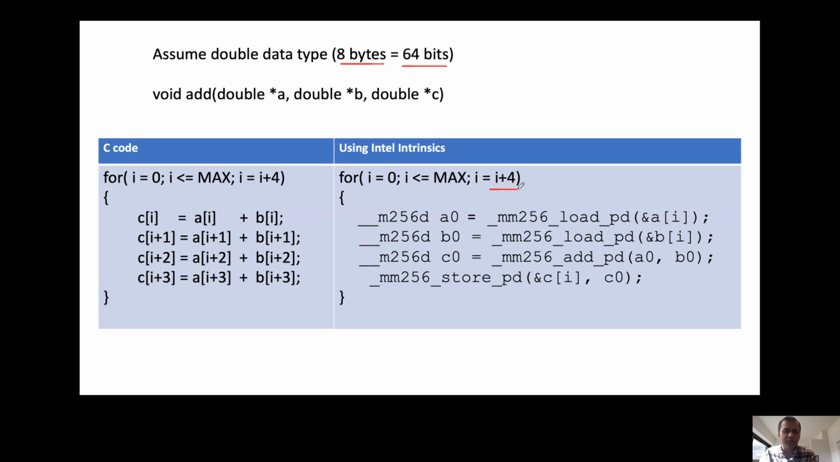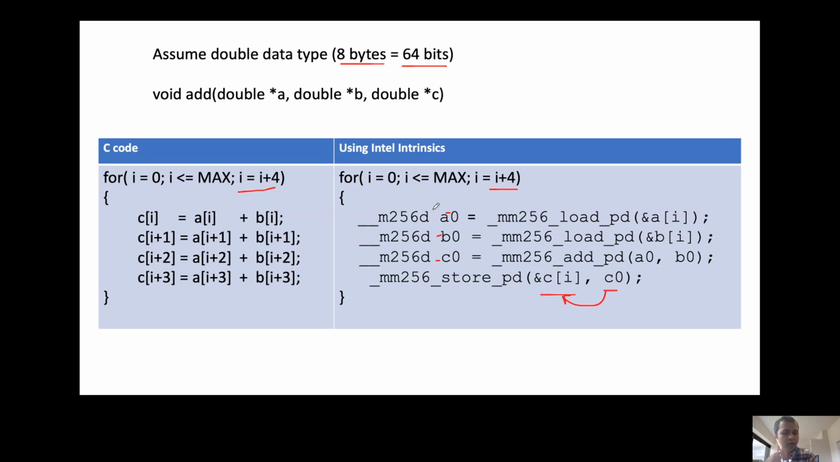So you change the increment i++ to i+4 because you're doing 4 things. You load 4 elements in A0, load 4 elements in B0, and then perform addition and store the result in memory C. Whatever the addition of the 2 subsets of A and B is, that is stored in memory. So you provide the address, right? This is the basic idea on how you can use Intel intrinsic functions in your C code.